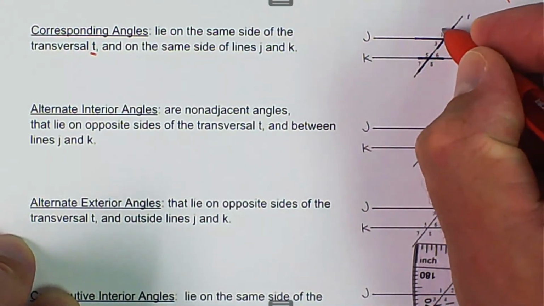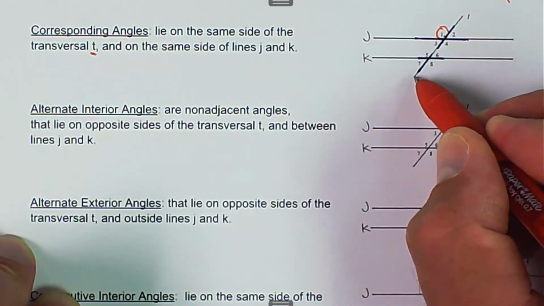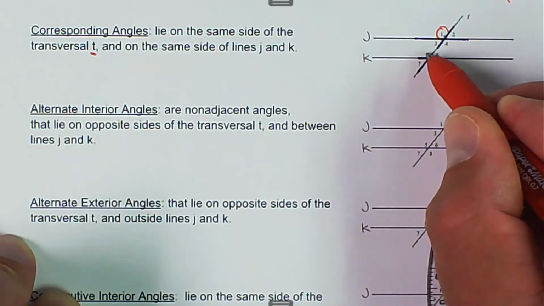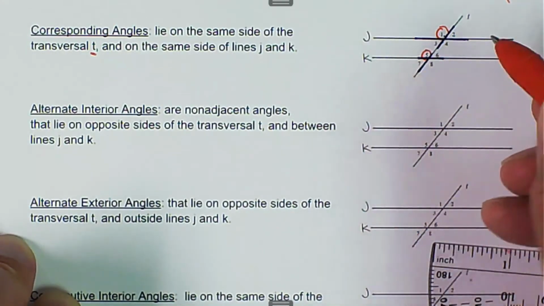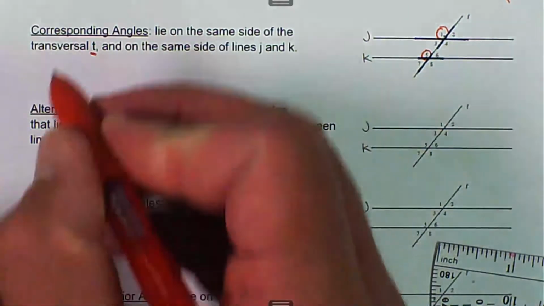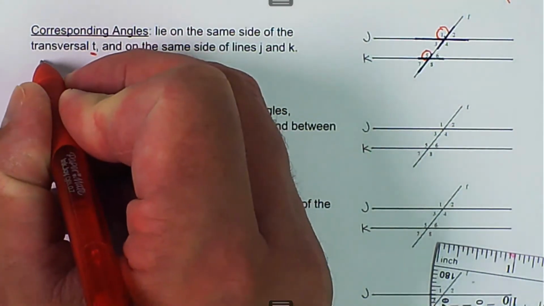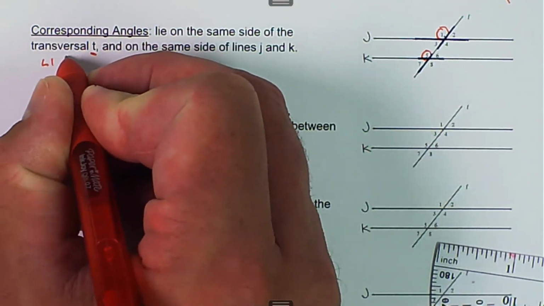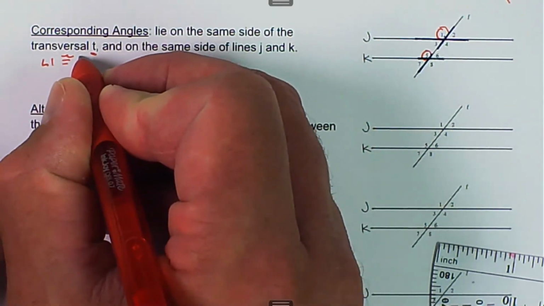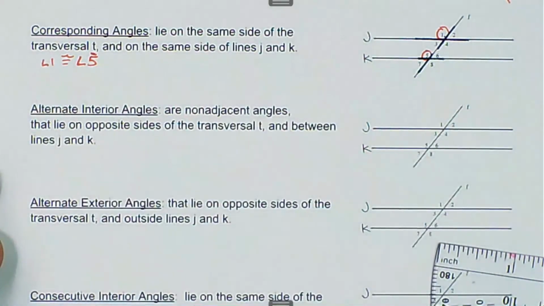So that's angle 1. If we went to the green intersection and we did that same drive and we stopped and we're thinking, what's upper left? Upper left is up here. That's angle 5. So angle 1 and angle 5 are corresponding. And corresponding angles are congruent. So angle 1 is congruent to angle 5.